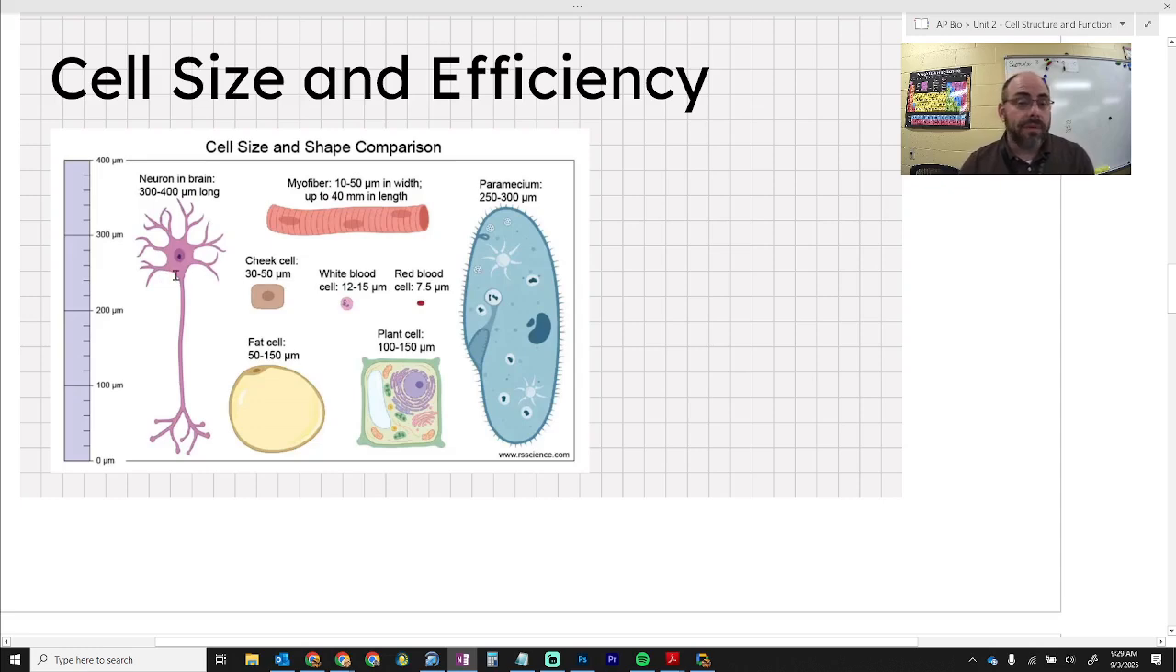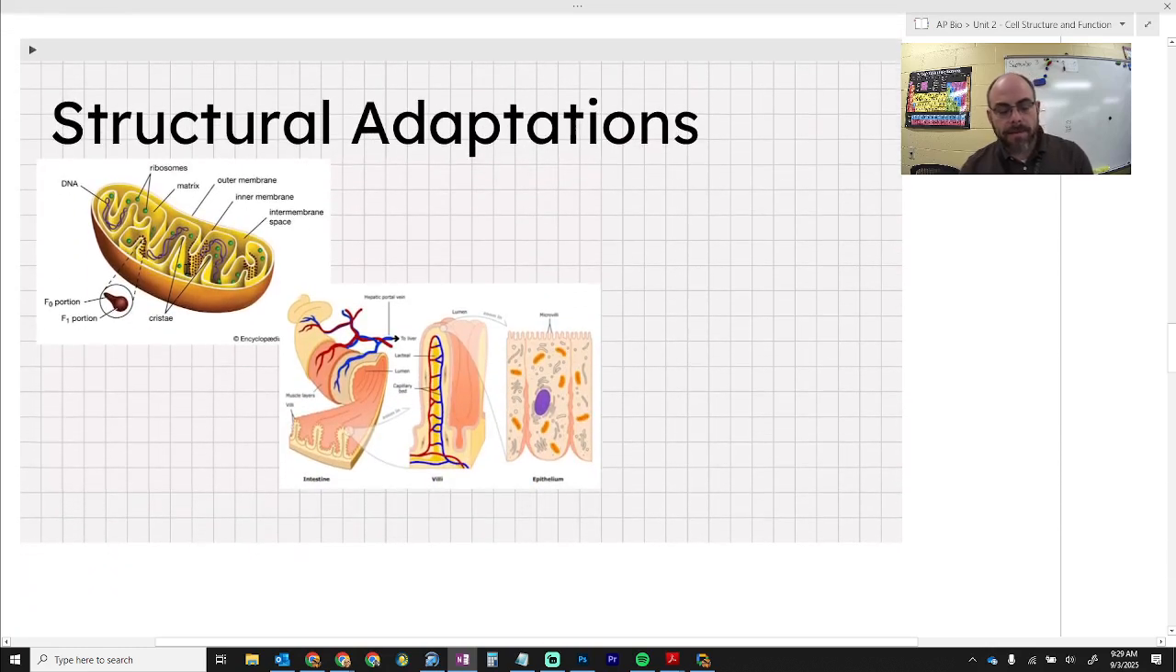And so, like we've learned already, the shape of a cell, in this case, determines its function, and that shape is going to largely be determined by this size efficiency idea, the surface area to volume idea. So let's look at some structural adaptations that you see in living things.